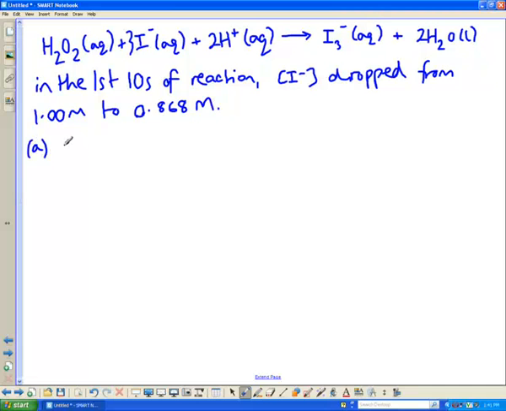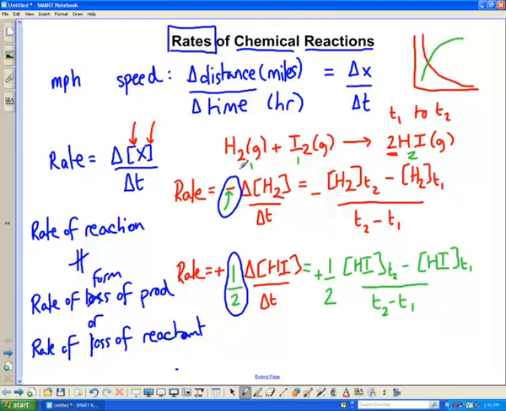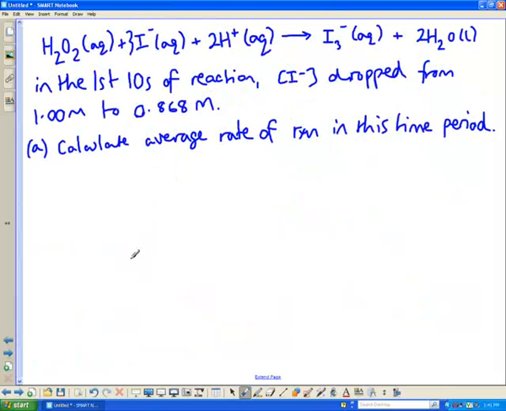And the first question that we have to answer is: calculate the average rate of the reaction in this time period. Alright, we can't do it for any other time period because we have no other time or concentration data. So this is what we can do. And one thing that I'd like to do is just to apply what we were talking about here with respect to this reaction here. So notice it's saying the average rate of reaction. It's not talking about the rate of loss or gain of reactants or products.